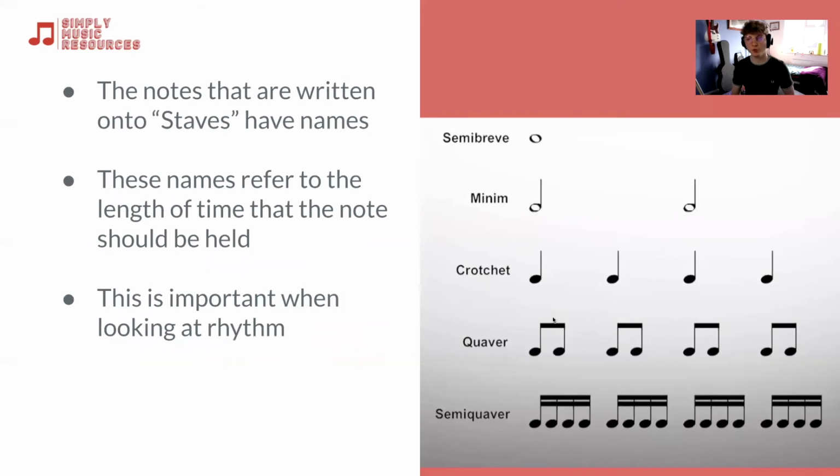The notes that are written on the staves have names. These names refer to the rhythm or the length of time the note should be held. And again, this is very important when looking at rhythm and tempo. And you'll find more information about this in our rhythm and tempo video. So I'll briefly glance over the names just to recap. The longest note is a semibreve, then it's a minim, then a crotchet, then a quaver, and then a semiquaver. There are other notes beyond these, but these are the most common and the most useful for now.